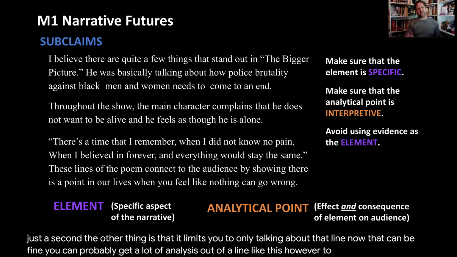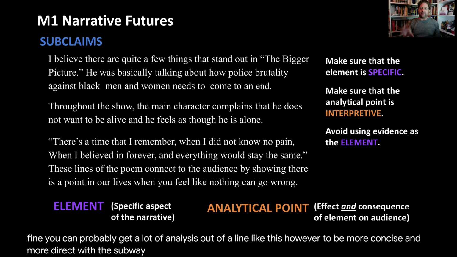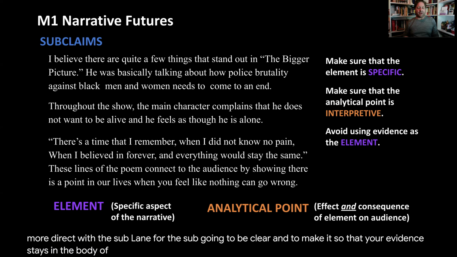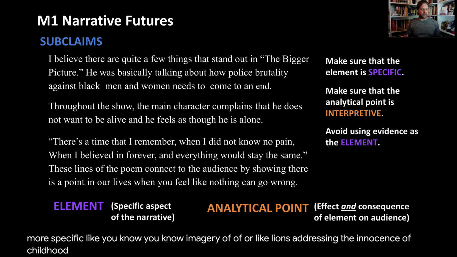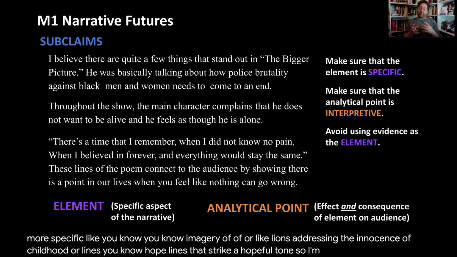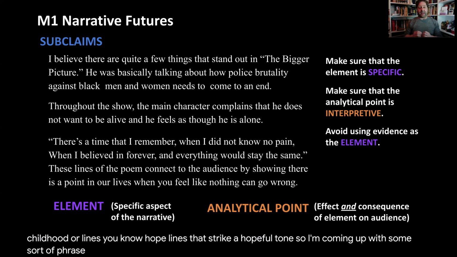However, for the subclaim to be more concise, more direct and clear, and to make it so that your evidence stays in the body of your support paragraph, I would just come up with an element that's something more specific, like imagery of, or lines addressing the innocence of childhood, or lines that strike a hopeful tone. So I'm coming up with some sort of phrase that's going to help me specify what the element is.